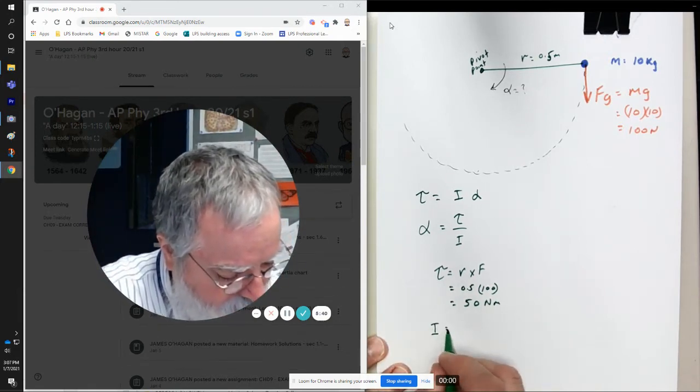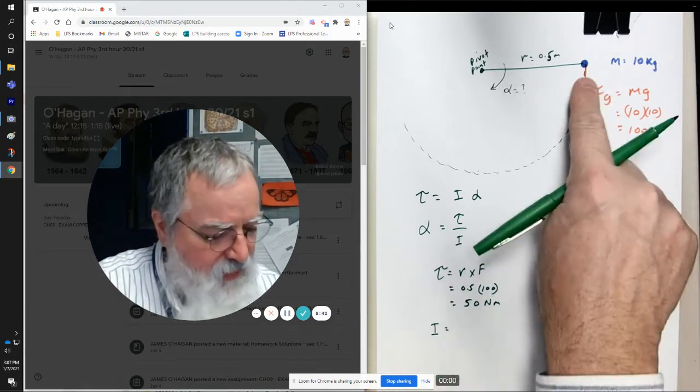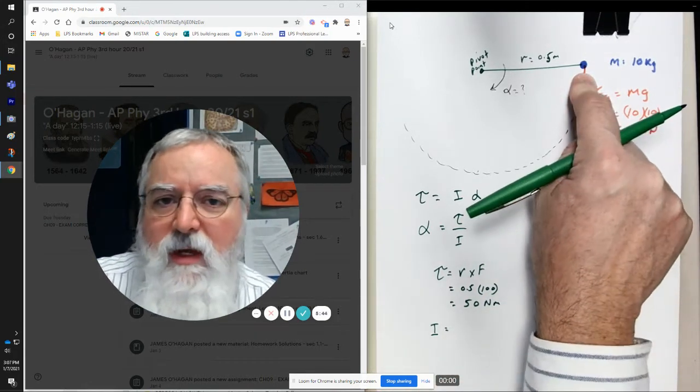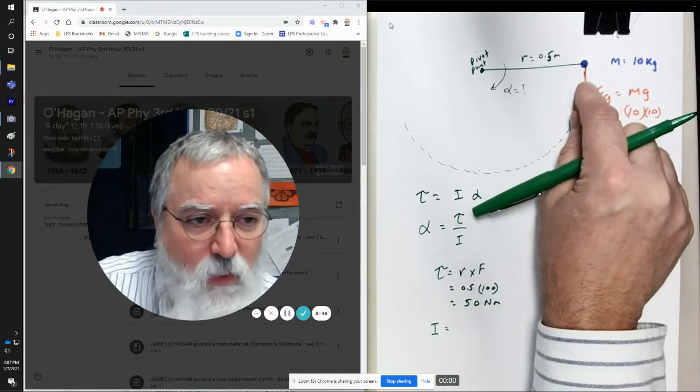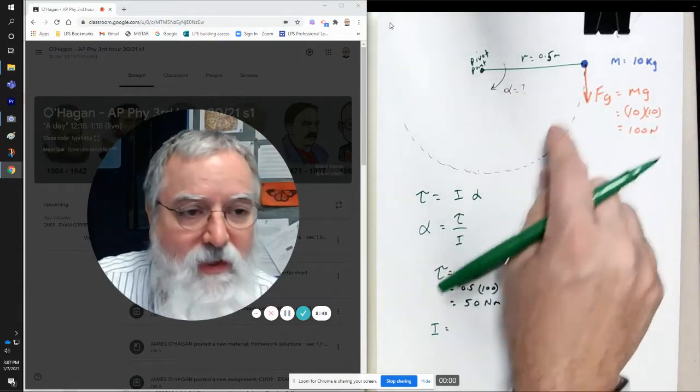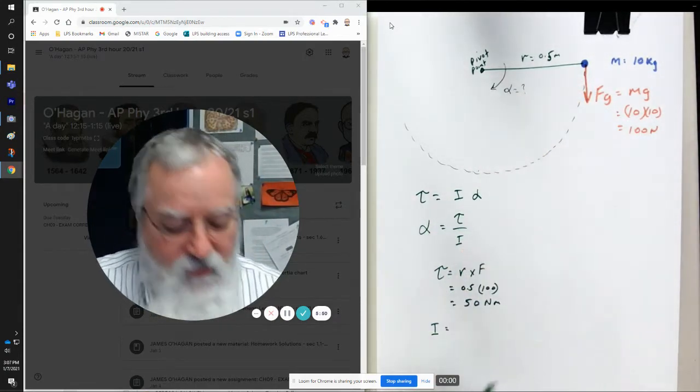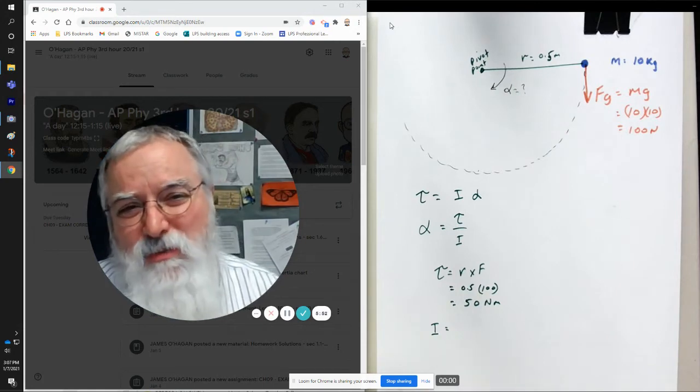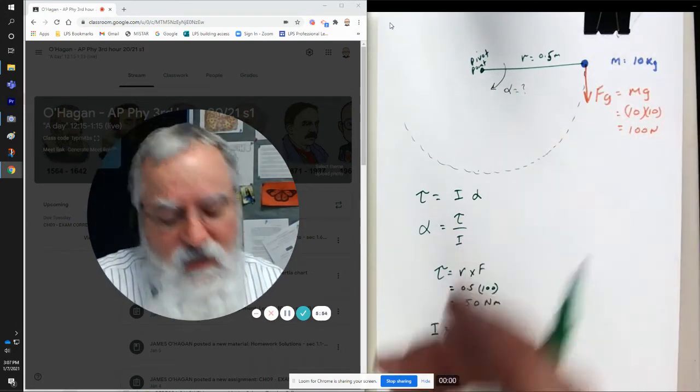Rotational inertia. All right, how do we figure that out? This is going to be a point mass. Remember at the beginning I said it's really small size-wise compared to the radius it's at. So that's kind of the definition of a point mass. How small is small? Who knows? But anyway, I'm saying this is a point mass.